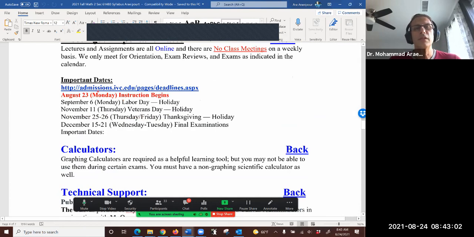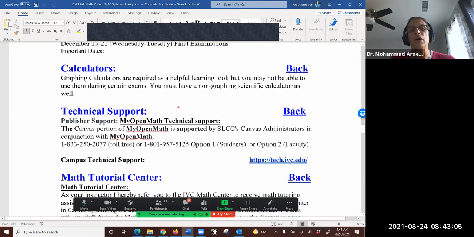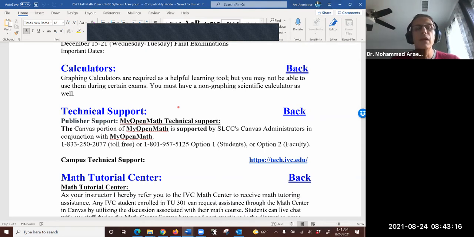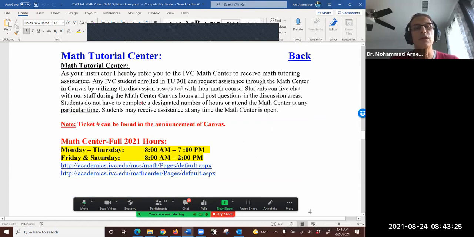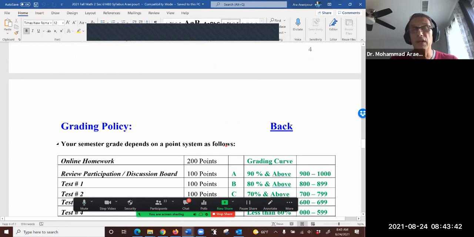So there are important dates and calculators. You can use a calculator, but not a graphing calculator during the exam, or not during certain exams, especially when we discuss graphs. Again, tech support, math tutoring center, we have it available for the students, and you can look at the information on the website that I have put for you here. The timing is Monday through Thursday from 8 to 7, Friday and Saturday from 8 to 2 p.m. Tutoring is available to you and it's free.